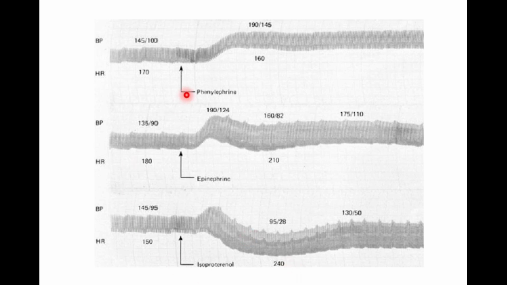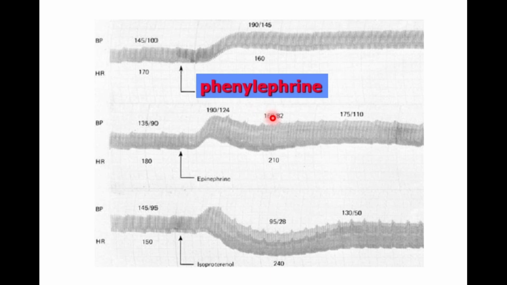This figure represents the cardiovascular effect of intravenous administration of phenylephrine, adrenaline, and isoproterenol. Phenylephrine, a selective alpha-1 agonist, increases both systolic and diastolic pressure. Here is the systolic pressure, this is the diastolic pressure, and heart rate is also shown here. So we have the systolic and diastolic pressure and the heart rate, as you can see.